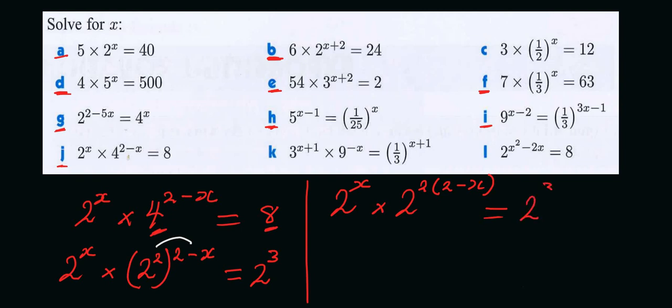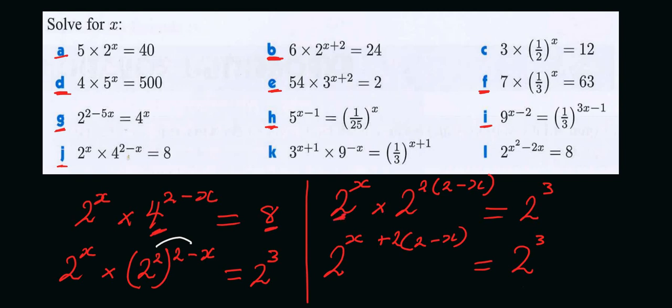Equal to 2 exponent 3. So you recall the law of exponents: when you have the same base multiplying, with different exponents, all you have to do is add up the exponents. So at this point, the base is 2 times the base of 2 to a different exponent. So this will become 2 exponent x, okay, the law of multiplication. So you add them up. So this will become 2 exponent x plus 2 times (2 minus x) equal to 2 exponent 3. Good. So that is it.